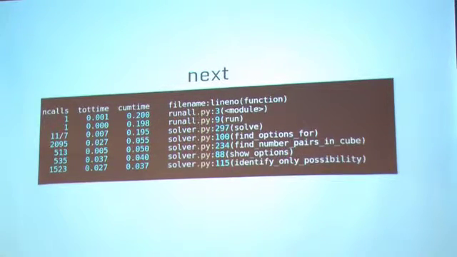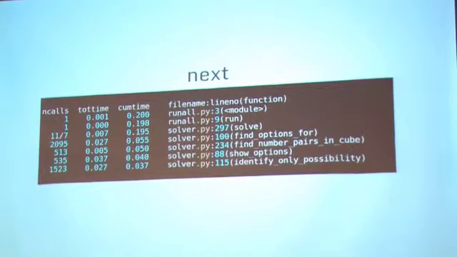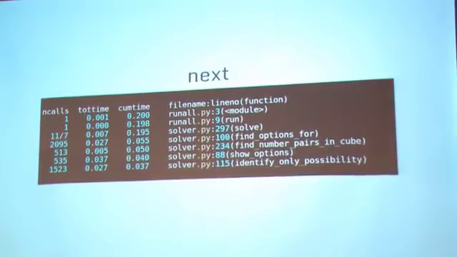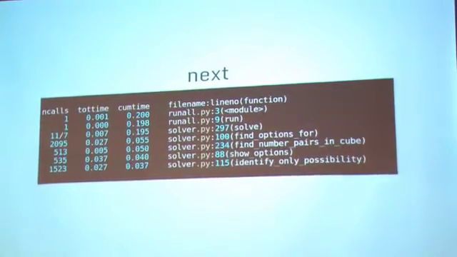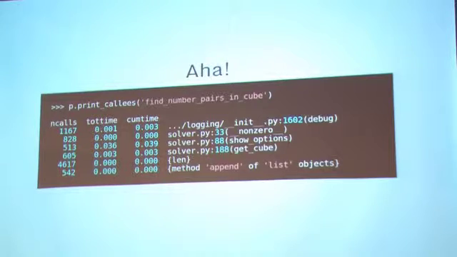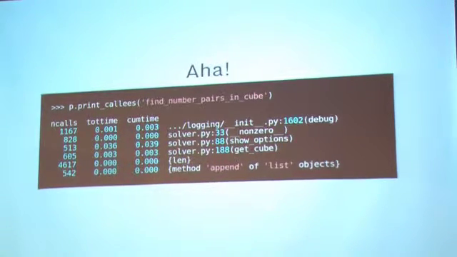So the next call is find number pairs in cube. Looking at the total time and cumulative time here, we see very little total time. Most of the time is spent in functions this thing calls, in the cumulative time. So I again print the callees, and I notice something that stands out here. Show options, 39 milliseconds, that's a large bulk of the time.